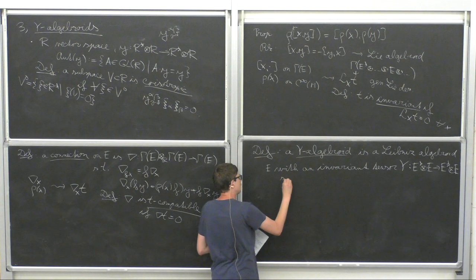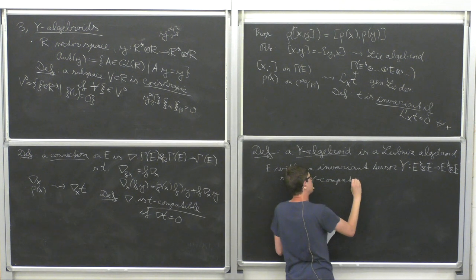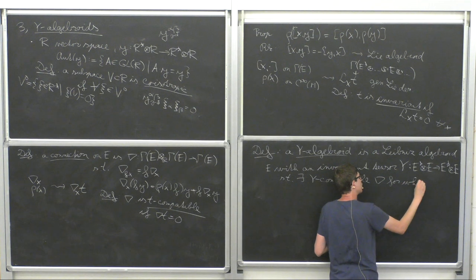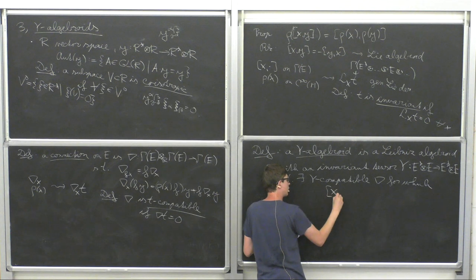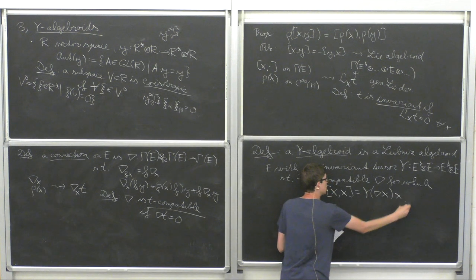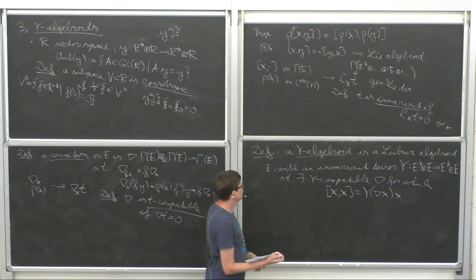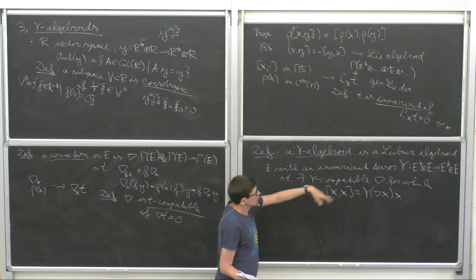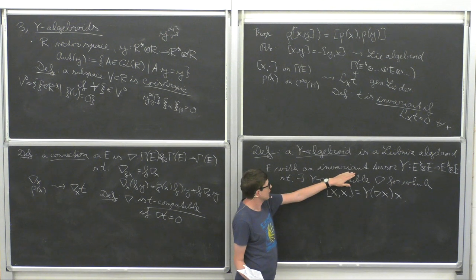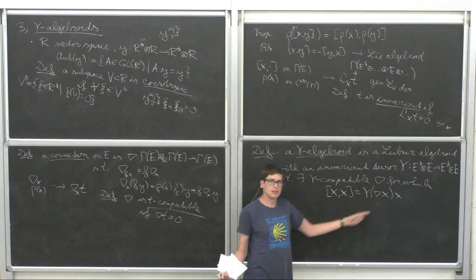So it's a Leibniz algebroid E such that there exists a Y-compatible connection for which [X, X] = Y(∇X)X. So it's a Leibniz algebroid with one extra piece of data, a tensor, and some conditions on that tensor. First of all, it's invariant, and second of all, there exists a connection such that the symmetric part of the bracket can be written like this.